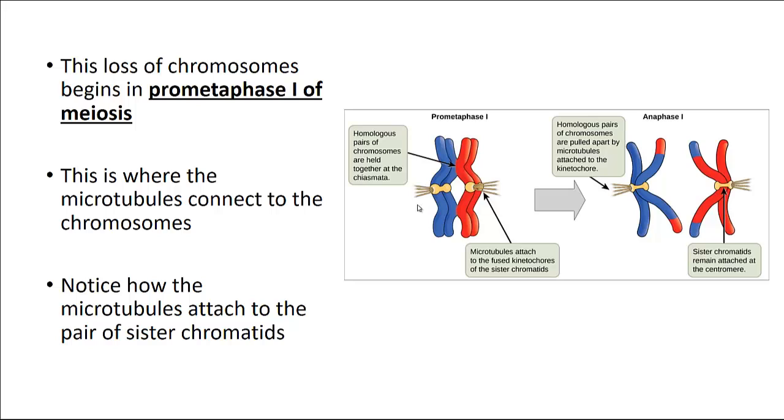I'm going to give you a better figure here in just a second. But what's key here is that the spindle fibers will attach to both of these as a unit. One set of spindle fibers attaches to this pair of sister chromatids, the other attaches to the other pair of sister chromatids. When they pull apart, they're going to pull both of these chromatids in one direction and the other chromatids in the other direction. And we're going to end up losing one set or the other in each of the daughter cells.